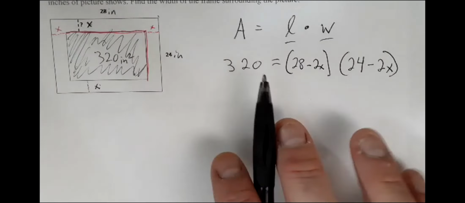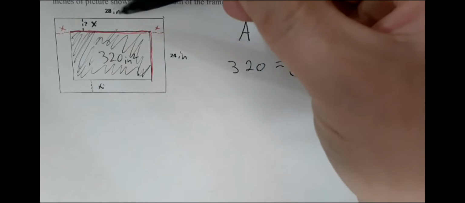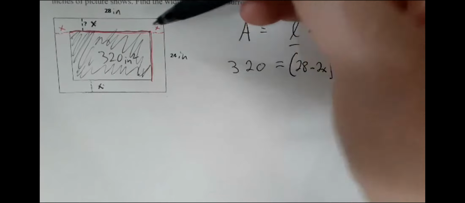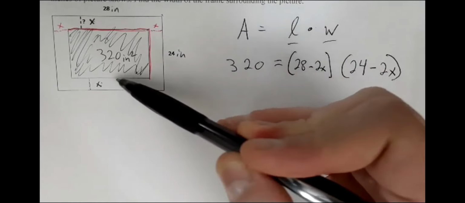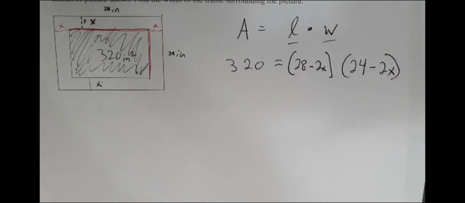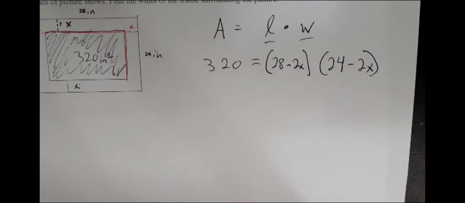So we know the inner area is 320 inches squared. We know that this dimension is going to be 28, and I'm subtracting x twice. And this dimension is going to be 24 with x being subtracted twice. Okay, so now I have the setup. The setup is there. I think this is probably the first or the big part of getting this thing together. So you should know the area of a rectangle is length times width.